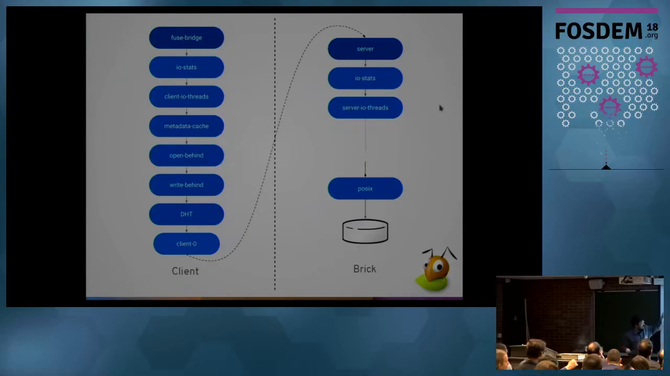So yeah, this is a volume graph that we have. This is a very simple graph without any branches, without any distribution. But in actuality, you'd have branches starting out from the distribute translator, so that you have multiple bricks, you have replication and all available.